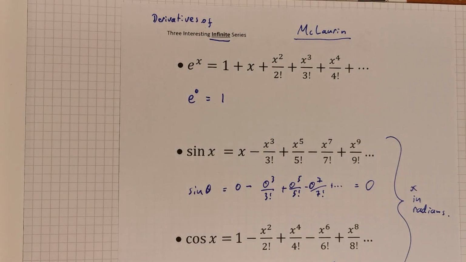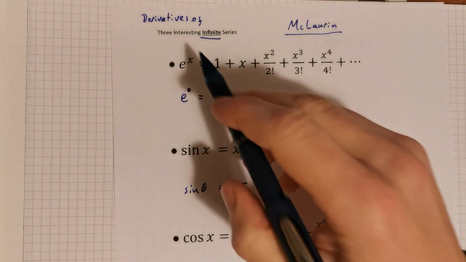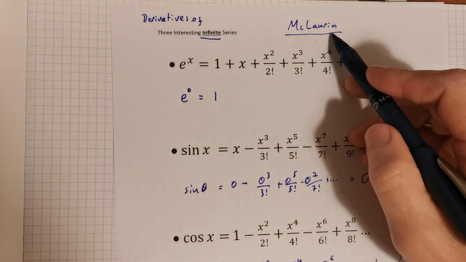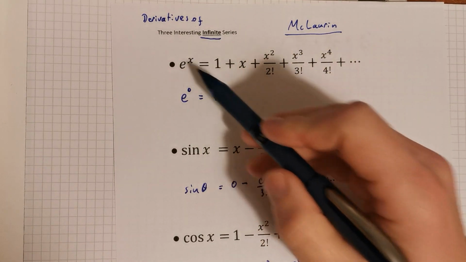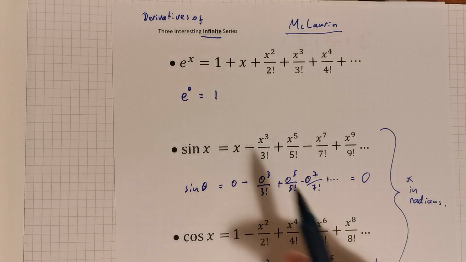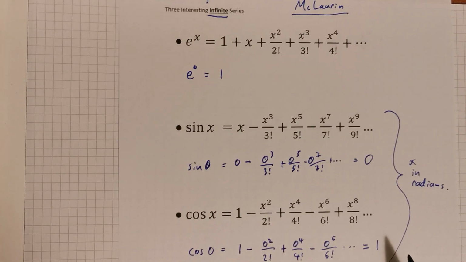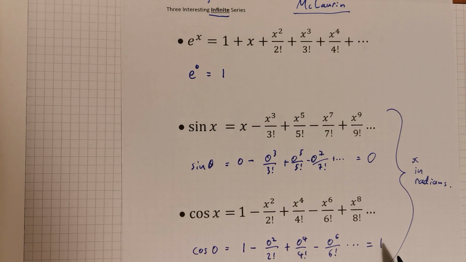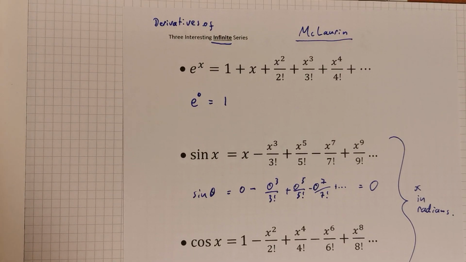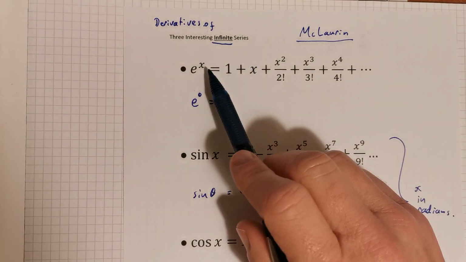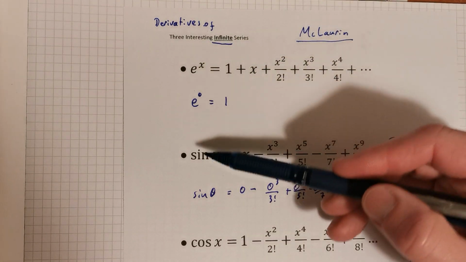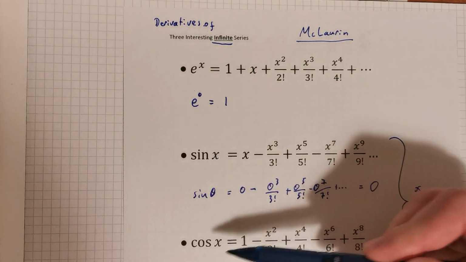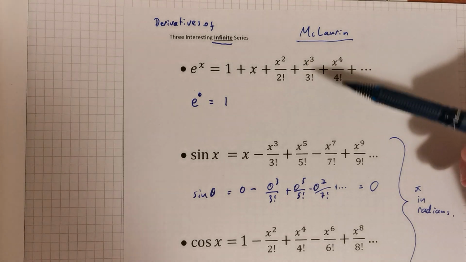Okay, in my last video, I looked at three interesting infinite series, three Maclaurin series: the Maclaurin series for e to the power of x, the Maclaurin series for sine of x, and the Maclaurin series for cosine of x. And we did a little bit of investigation around there. In this class, we're going to look at taking derivatives of these functions, derivatives of e to the x, sine of x, and cosine of x, using the Maclaurin series to find the derivatives.